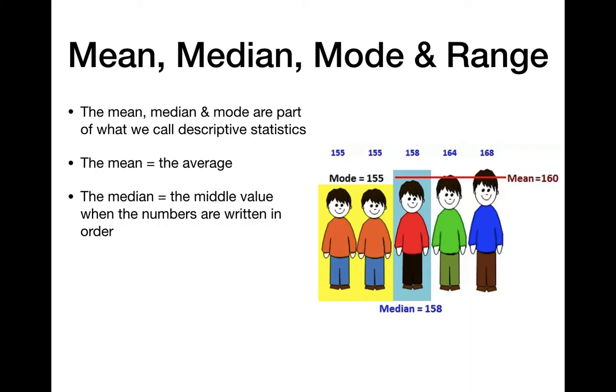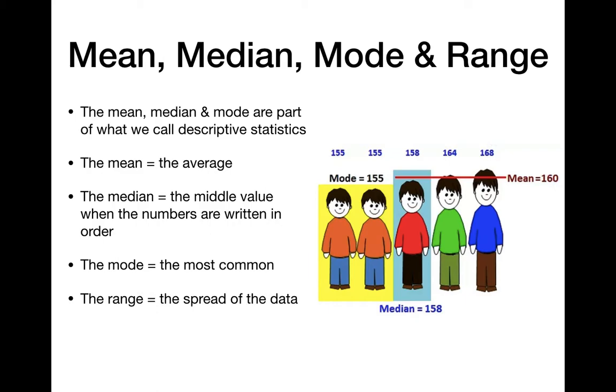If you have an even number and you don't have a single middle value, then what you do is you take the 2 values that are central and take the average, or the mean, of those 2 values to get the median. And the mode is the most common data point. So in this one, the mode is 155 centimeters, so there's 2 people with that particular height, and that makes it the mode.